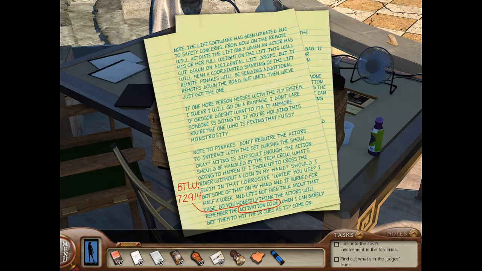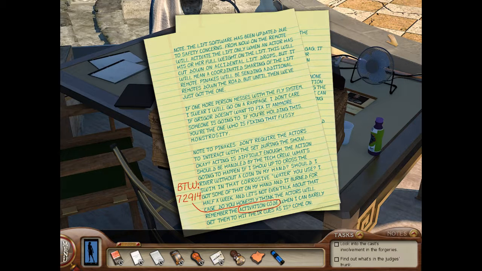Note to Panikies. I don't know what that is. Don't require the actors to interact with the set during the show, okay? Acting is difficult enough. The action should be handled by the tech crew. What's going to happen if I show up to cross the river without a coin in my hand? Should I swim in that corrosive water you use? I got some of that on my hand and it burned for half a week. And let's not even talk about that cage.